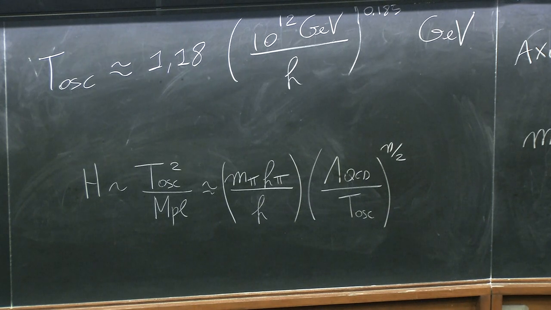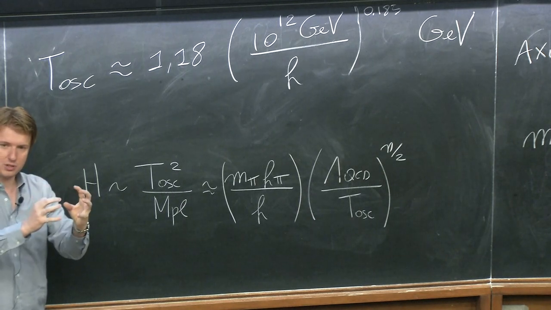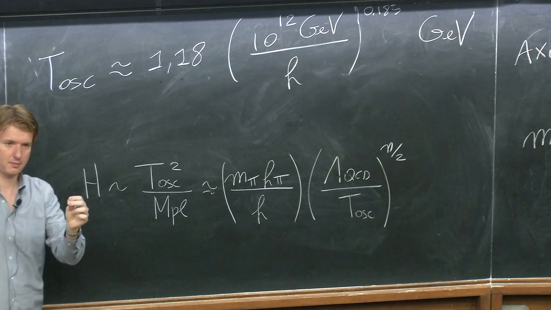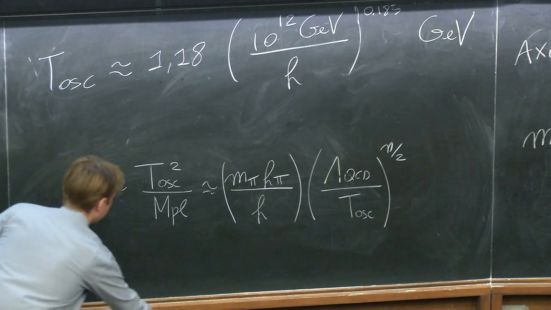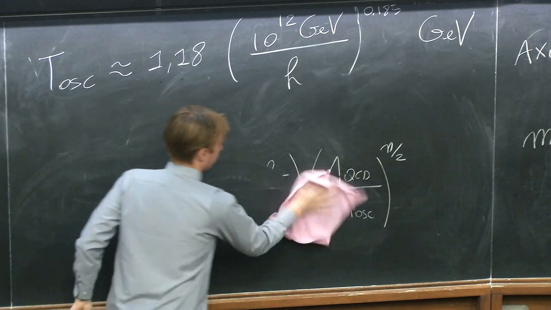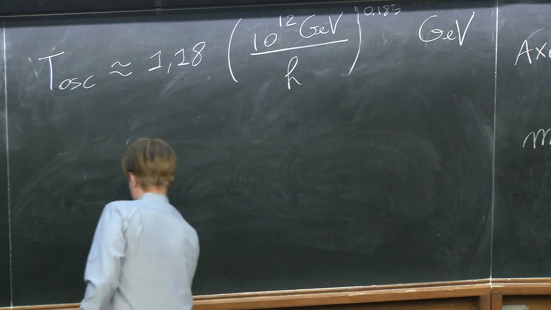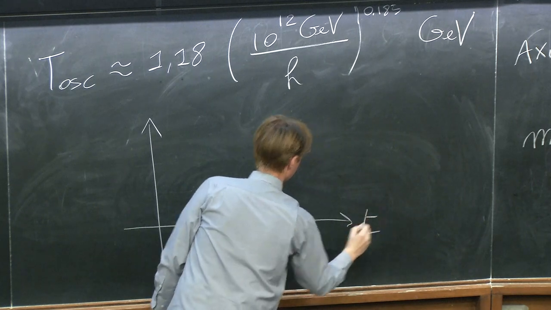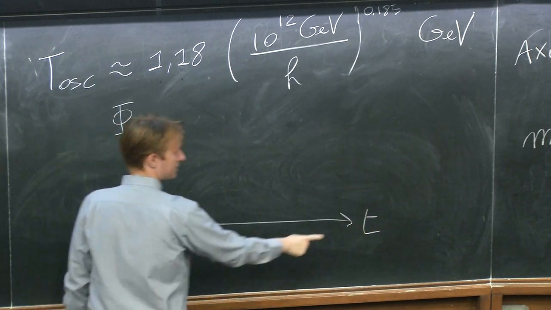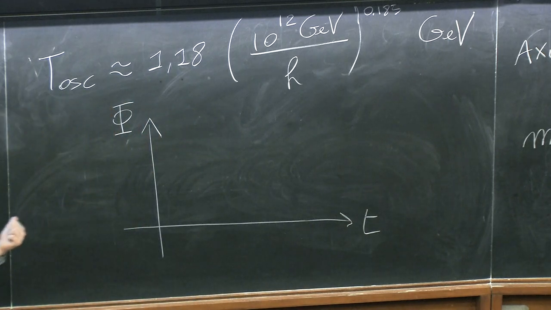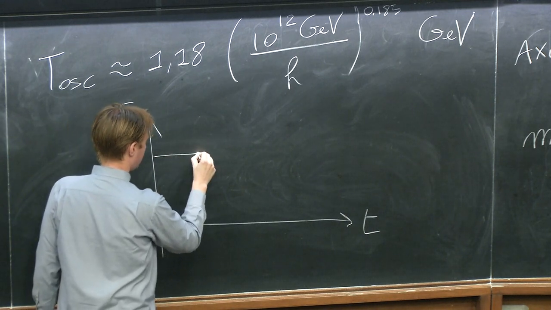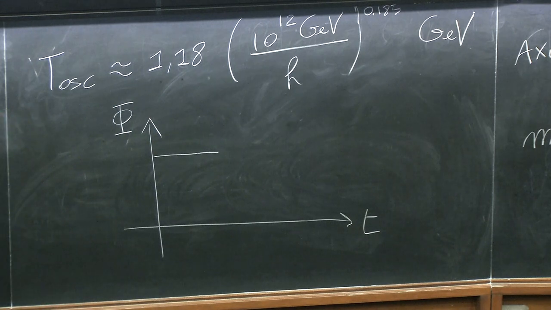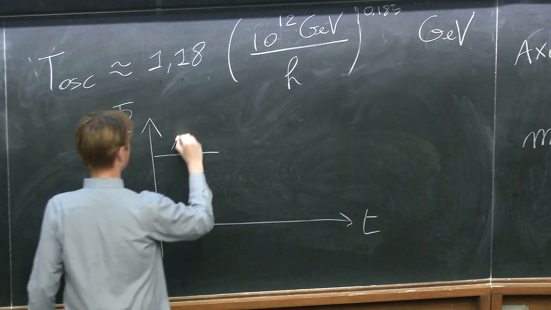So the axion field is stuck all the way to a few GeV, and a few GeV is the temperature of the universe when the axion starts oscillating. So if we want to make a plot of the value of the axion as a function of time, this is phi, and this is t. Here t is the time of the Friedmann-Robertson-Walker metric. So at the very beginning, phi doesn't move. Hubble friction. Let's call this Hubble friction.